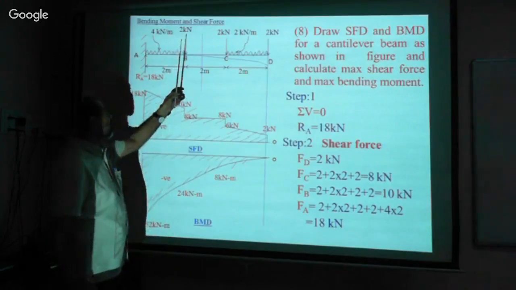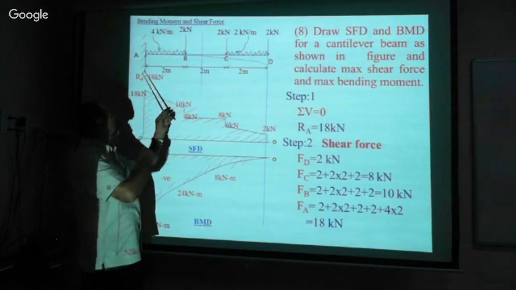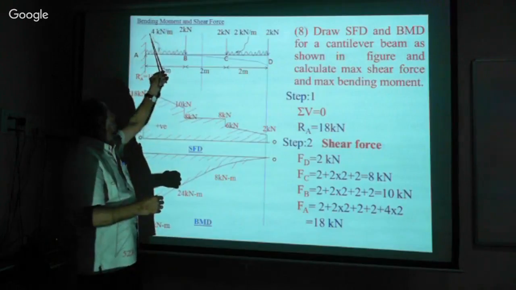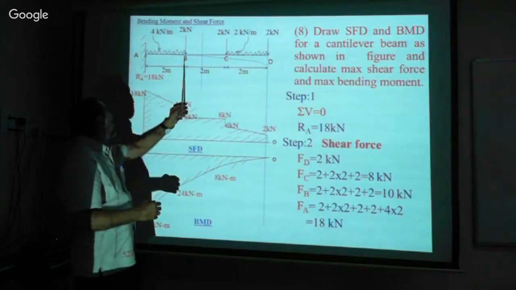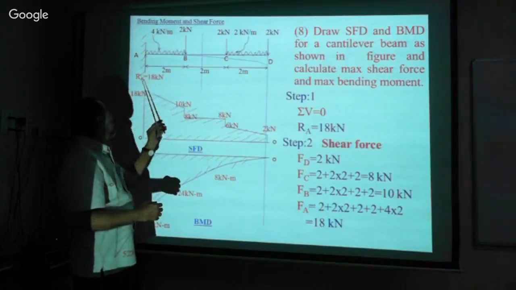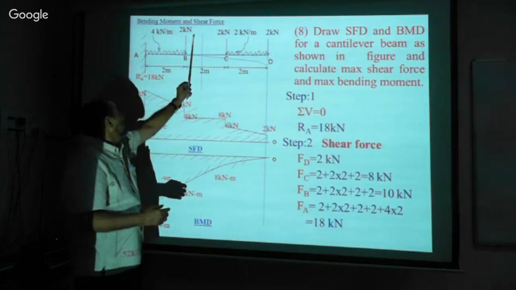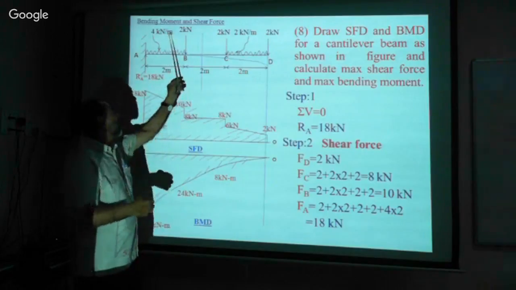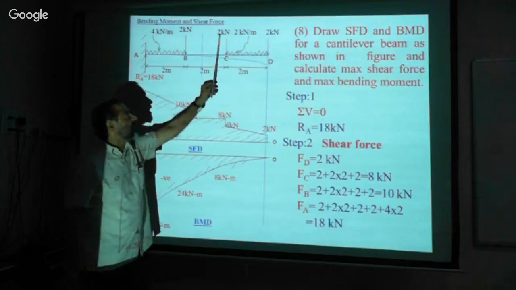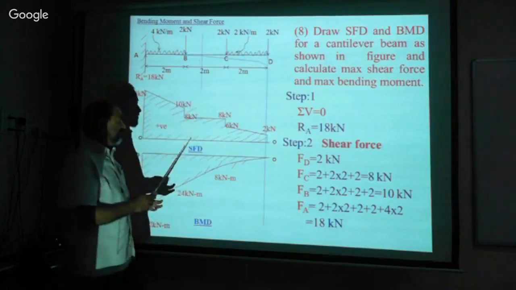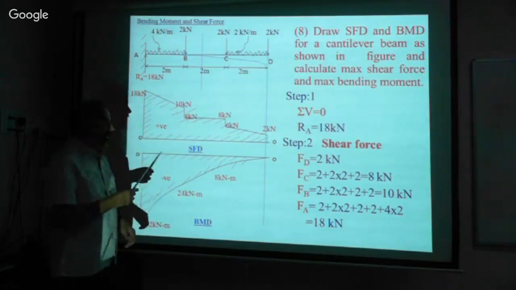According to our sign convention, if we calculate the left hand side, we will get an upward result. 4 into 2, 8, plus 2, that is 8 kilonewton, and 18 is acting upward. The result is 8 kilonewton. Therefore, if we consider the left hand side, the result is upward force. If we consider the right hand side, the result is downward. Therefore, according to our sign convention, this is a positive shear force diagram.